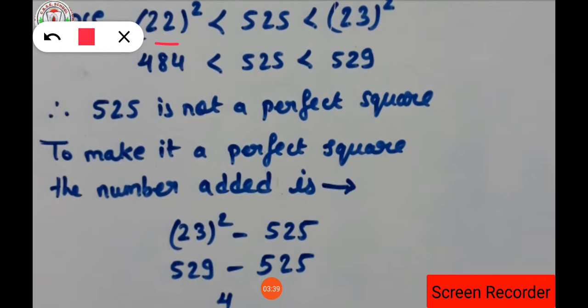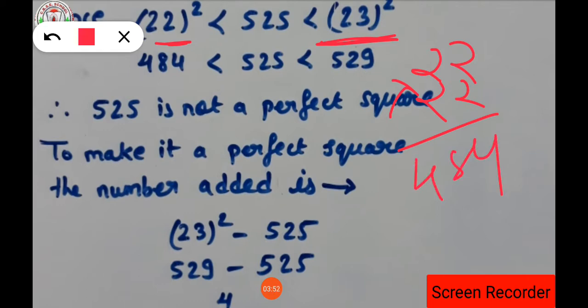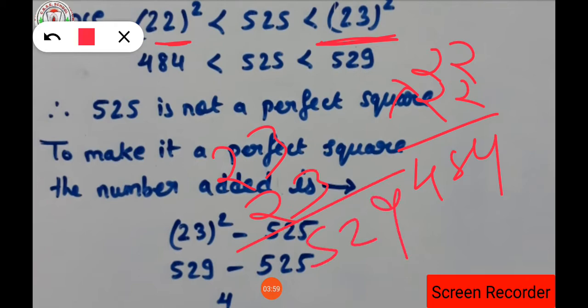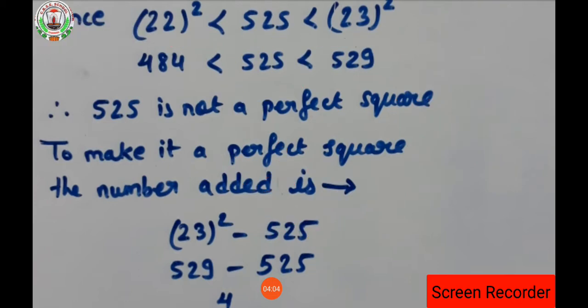Now we are going to find the square of 22 as well as 23. So the square of 22 is how much? 22 multiplied by 22 is 484. In the same way, 23 multiplied by 23, so what will be the square of 23? That is 529. And here 525 will remain as it is. Since we know that the remainder is 41, that's why it is not a perfect square, isn't it? In order to make it a perfect square, what number should be added? That is the question, isn't it?